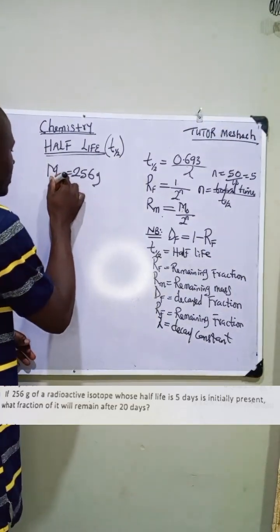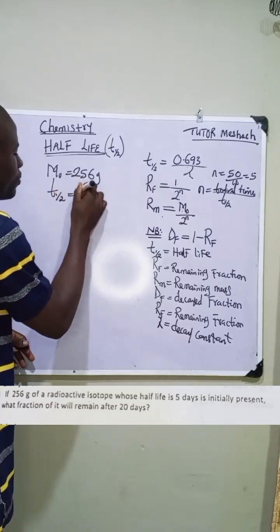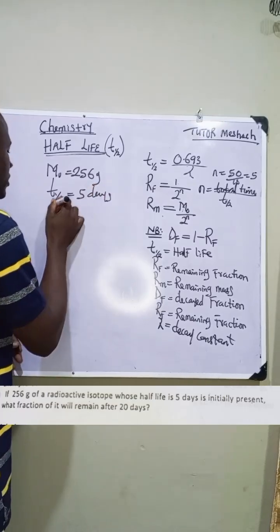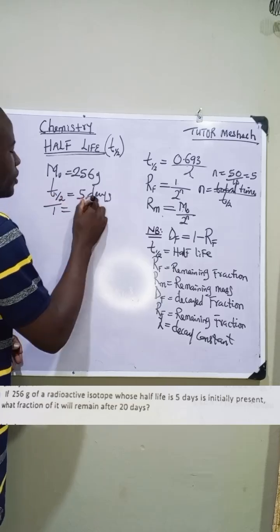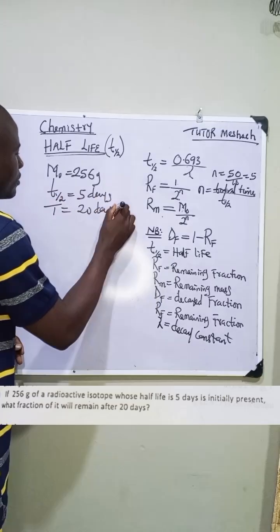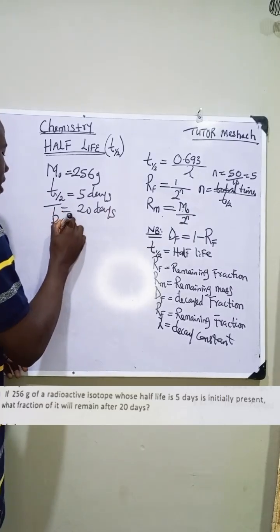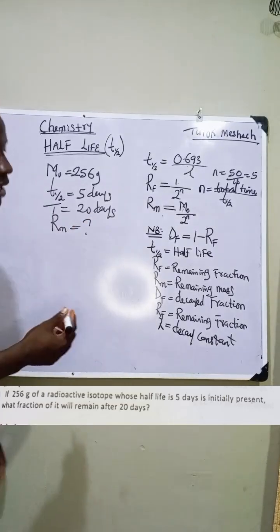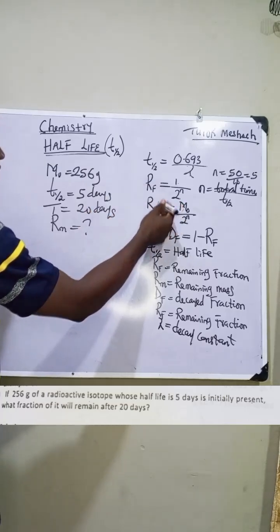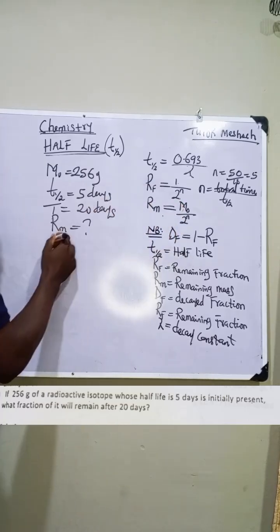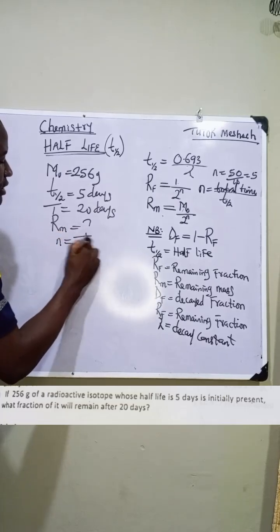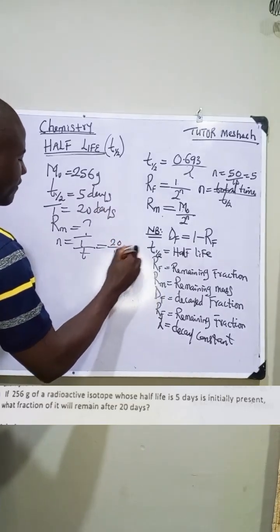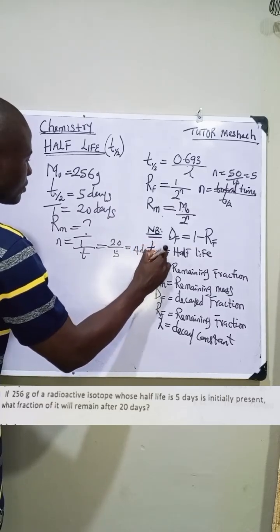The half-life, small t, is equal to 5 days. Then the big T is equal to 20 days. They are asking us for the remaining mass. What fraction of it will remain? Now we have the formula here already. So what are we going to do? To get our n, you do big T divided by small t. That will be 20 divided by 5, which gives us 4.